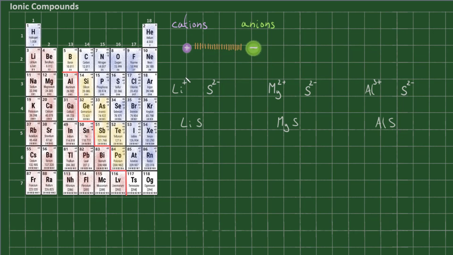Now I need to determine the ratios in which these will combine. Lithium has a charge of +1, so that one would go after the sulfur. However, recall that we do not write the 1 in, so I'm not going to do it. Sulfur has a charge of 2-. This 2 will go after the lithium. And here's my formula: Li2S1, except that I do not write in the 1.